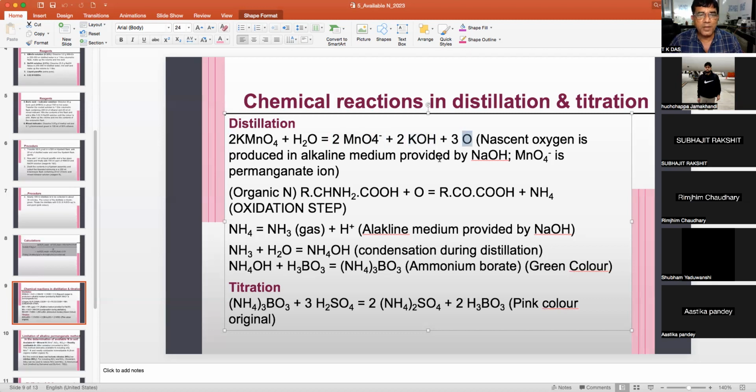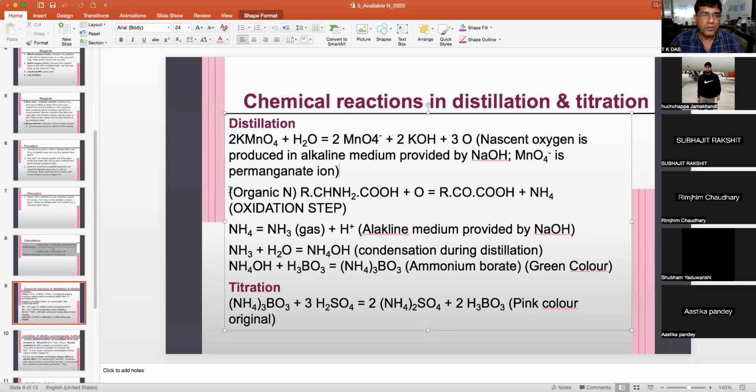This O is very, very important. This is nascent oxygen. Nascent means recently born. Nascent oxygen is produced in the alkaline medium provided by NaOH. So NaOH is helping in the production of nascent oxygen in this reaction. The permanganate ion is produced and nascent oxygen is also produced.